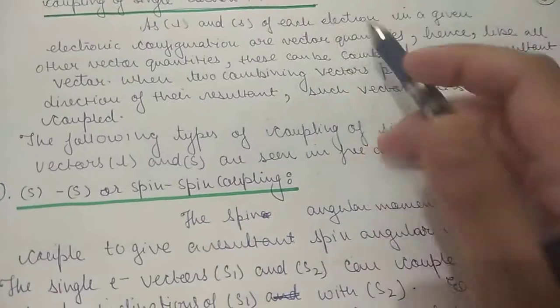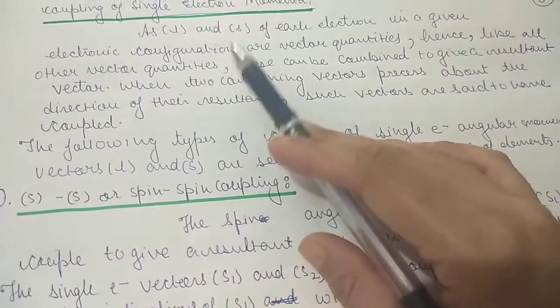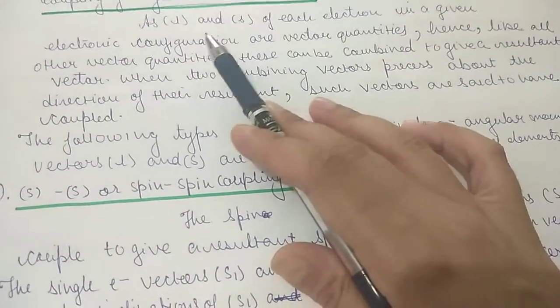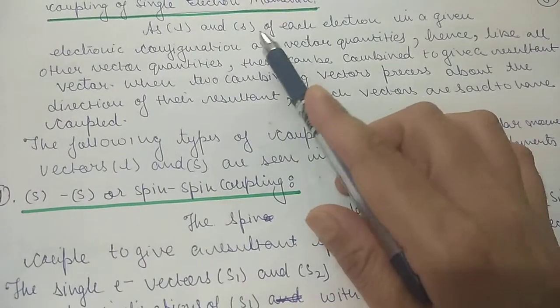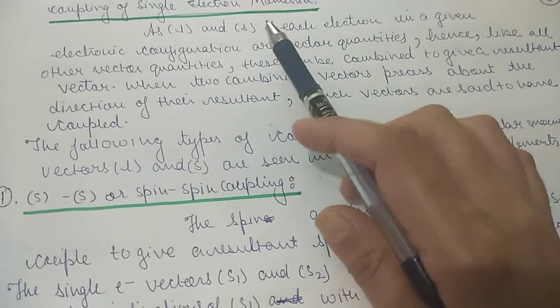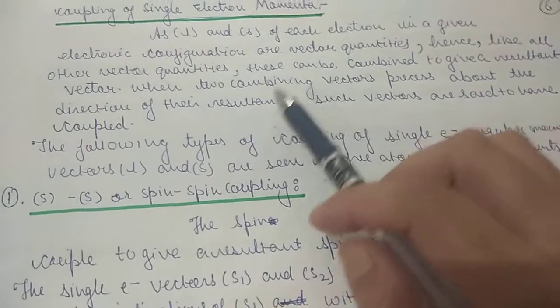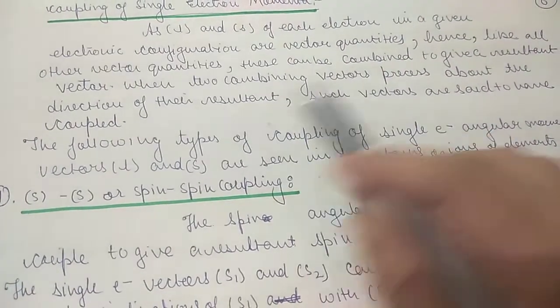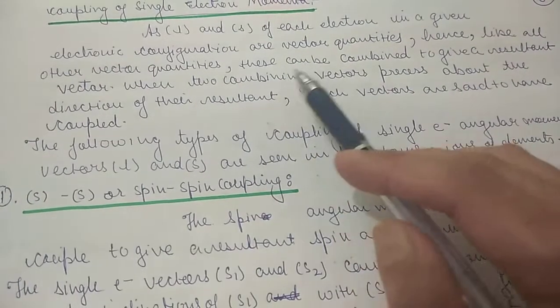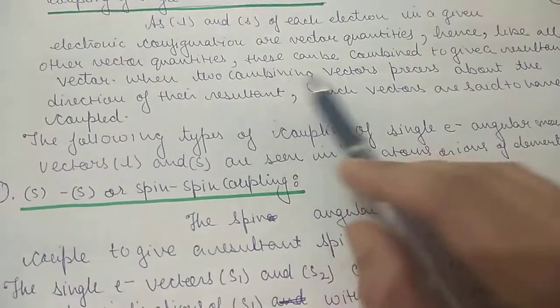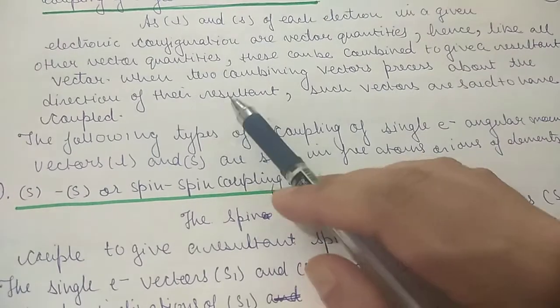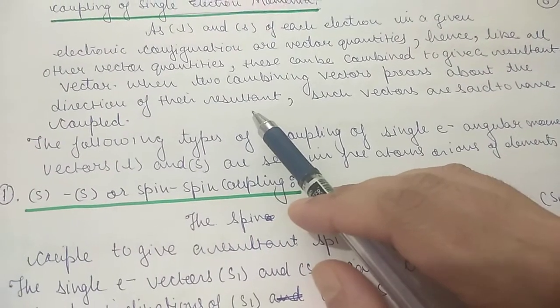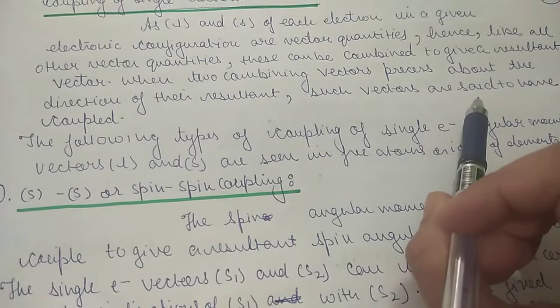Now, both L and S are vector quantities: L is the orbital angular momentum and S is the spin angular momentum. If we combine both of them, they give a resultant vector. We get a value of the resultant vector. When two combining vectors precess about the direction of the resultant, they are said to be coupled.